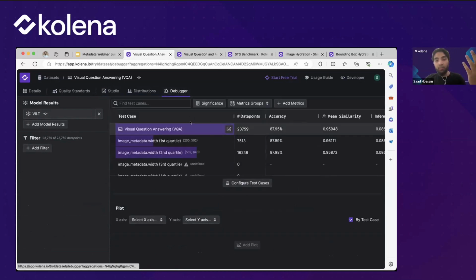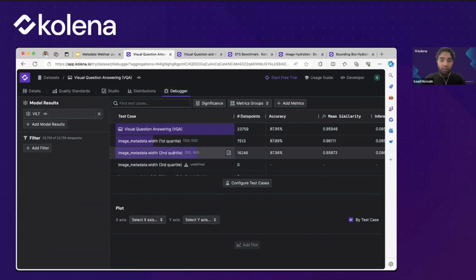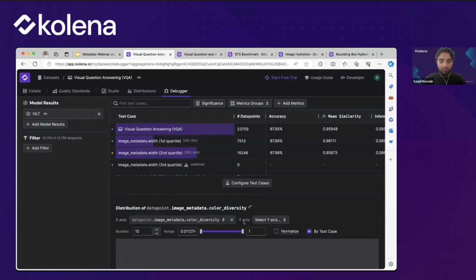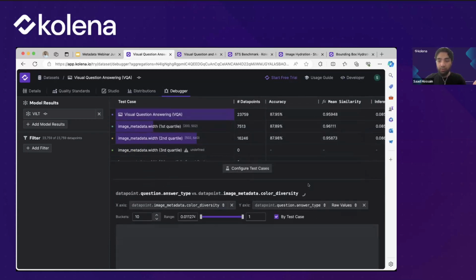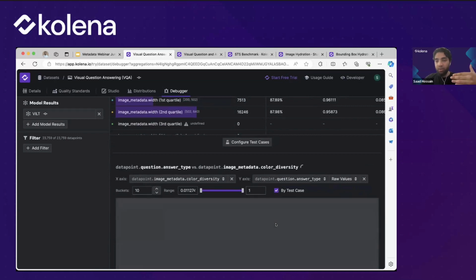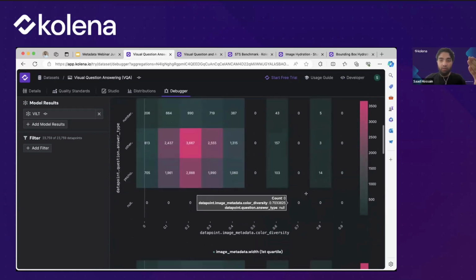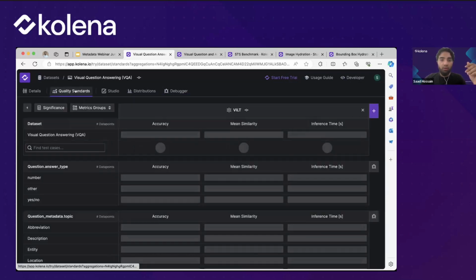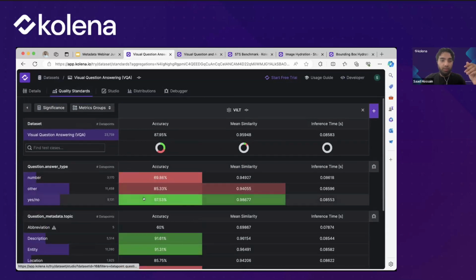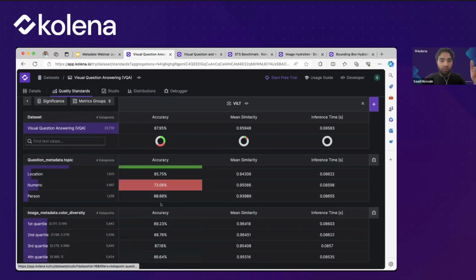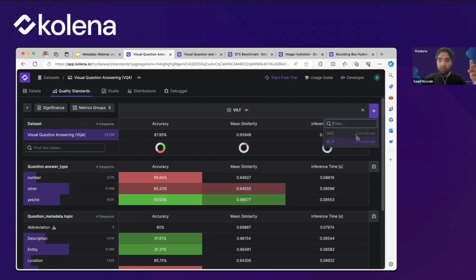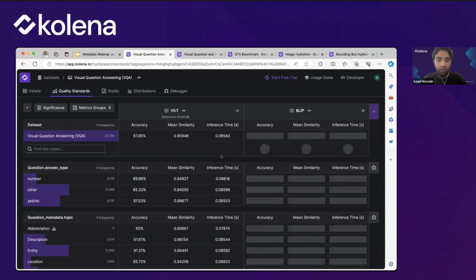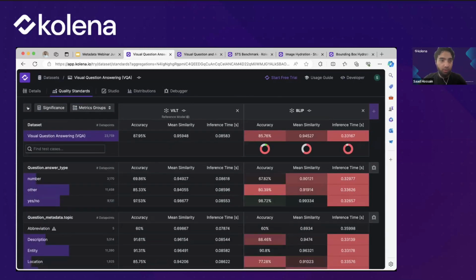Then we can go to the debugger and stratify by these different properties and fields that we have, and plot them against each other. We can plot different properties and different results against each other to perhaps understand our data more. We can have confusion matrices and all sorts of different plots. Then we can go to the quality standards page and see how our model performs in the various different scenarios that we have defined. We can also compare models and do all sorts of interesting and fun things.